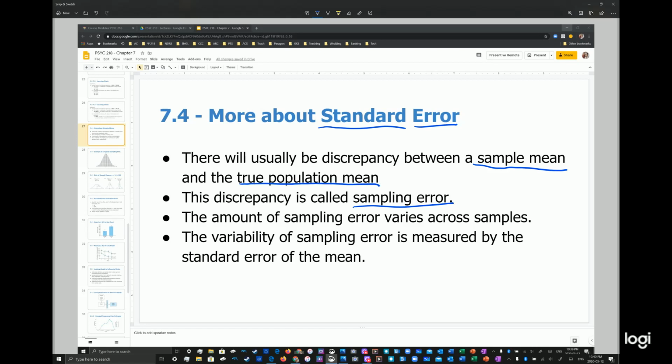Again, you could get the same value, but it's not the same. You're not using parameters, you're using sample statistics. Therefore, there is a sampling error when we use sampling. And so the amount of sampling error varies across samples. Remember, in order to get a sampling distribution, we need more than one sample mean. In fact, we need all the possible sample means we can get.